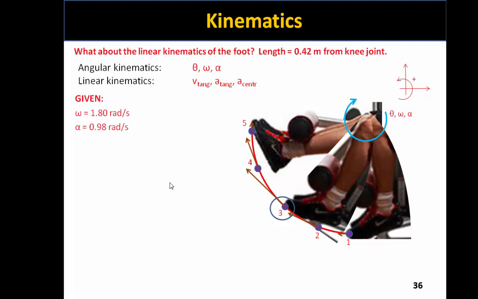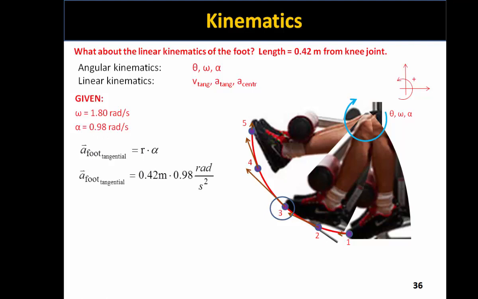Now, moving on to the linear acceleration values for the foot, we start with the tangential acceleration of the foot because it has the same form as we had on the previous slide for the linear velocity, where we have the segment length as r and the angular acceleration at that point in the range of motion that we calculated earlier at 0.98 radians per second.